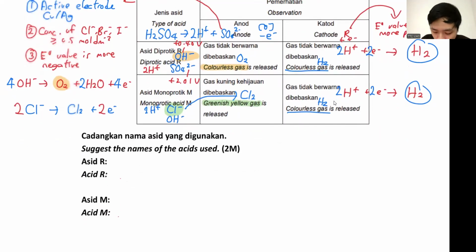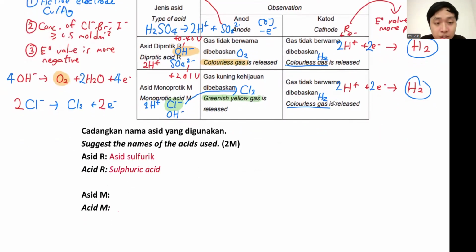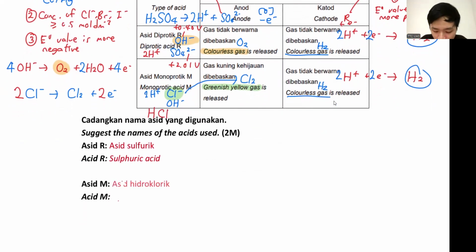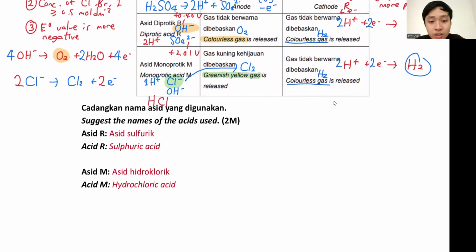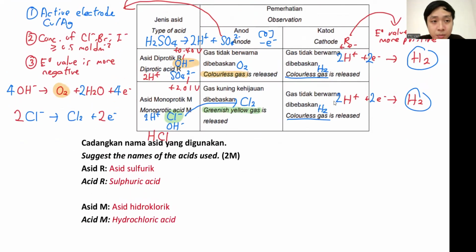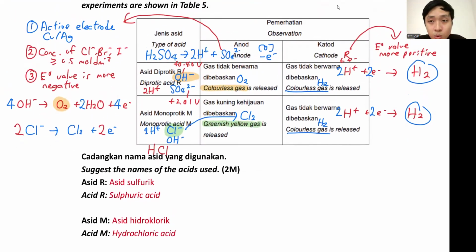So the correct acid for acid R is sulfuric acid. Acid M, H plus and Cl minus, HCl. Name, you cannot write the formula. Hydrochloric acid. This part might be challenging if you don't understand. So, yeah, this is the answer.